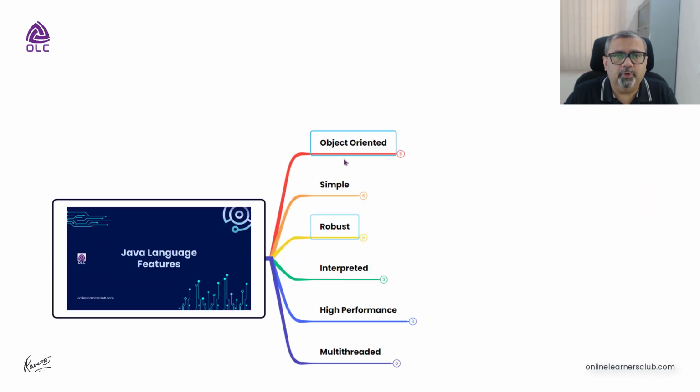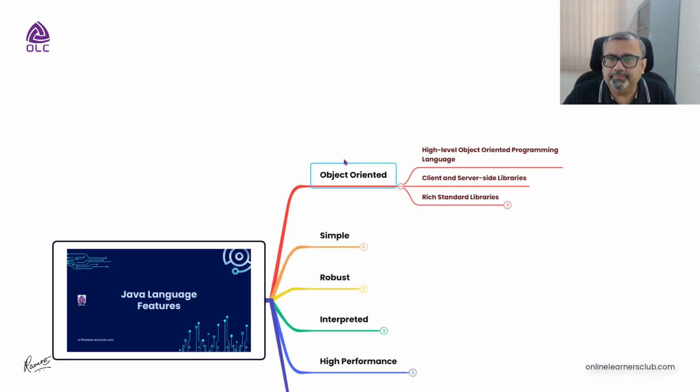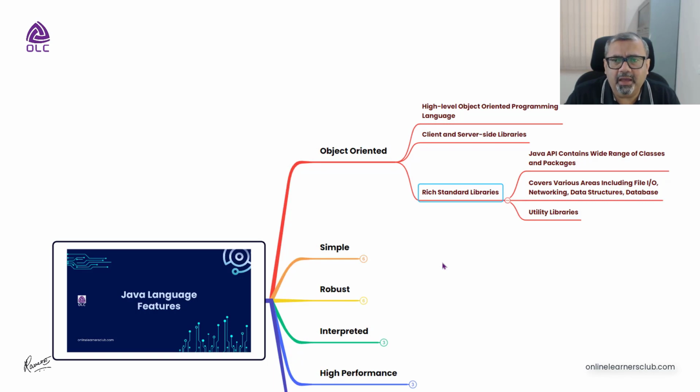The first and foremost is that it is object oriented. Java is a very high level object oriented language which has both client and server side libraries, and the rich standard libraries include Java APIs and contain a wide range of Java classes and packages. It also covers various areas of enterprise computing, including file IO, networking, data structures, and accessing databases and various other services which are really required for enterprise application development.